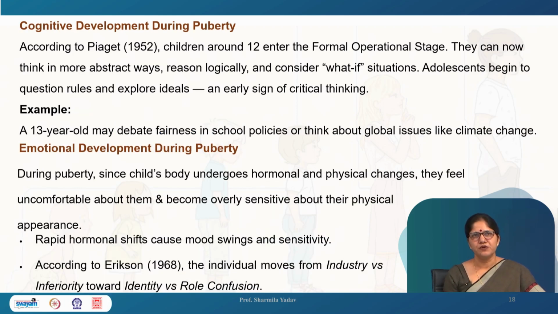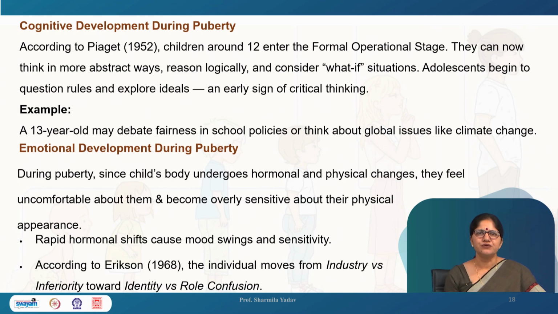Cognitive development during puberty. According to Piaget, children around 12 enter the formal operational stage. They can now think in more abstract ways. They reason logically and consider what-if situations. Adolescents begin to question rules and explore ideals, an early sign of critical thinking. For example, a 13-year-old may debate fairness in school policies or think about global issues like climate change and global warming.